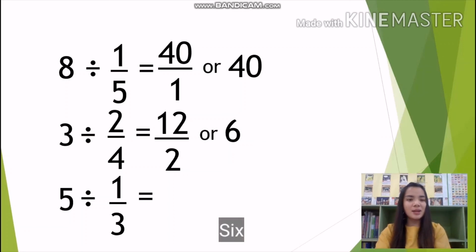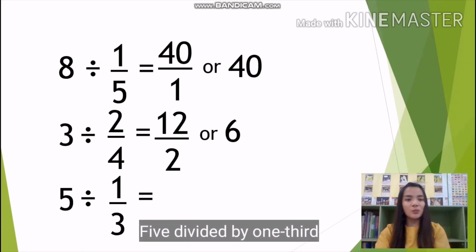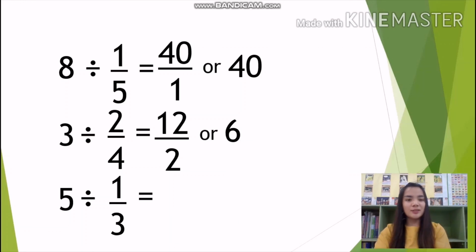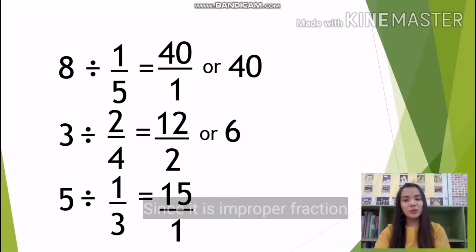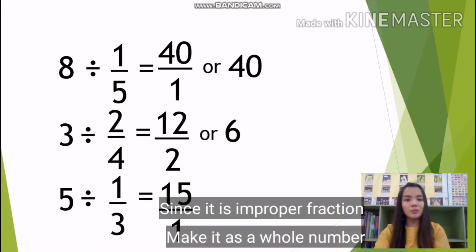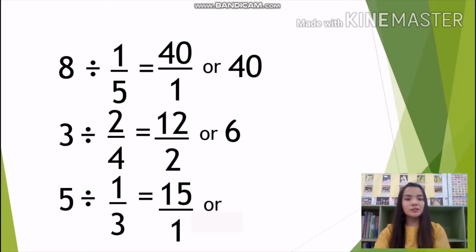Last, how about 5 divided by 1/3? What is your answer? Very good. So our answer would be 15 all over 1. Since this is an improper fraction, we're going to make it as a whole number. So 15 over 1, we can make it as 15.